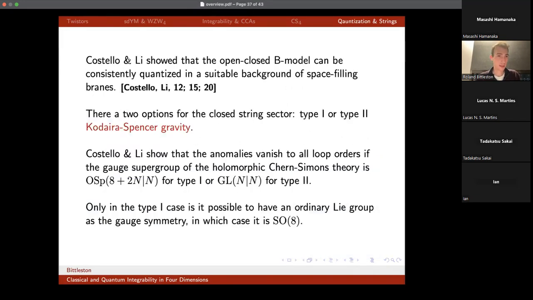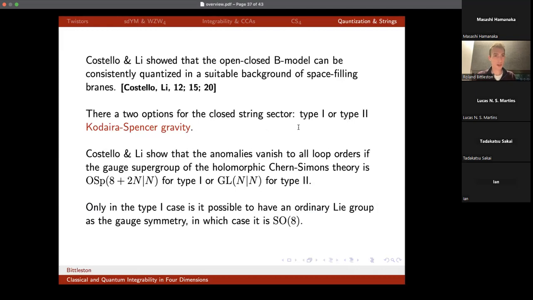More recently, Kevin Costello and Roland Bittleston show that you can consistently quantize the open-closed B model in a suitable background of space-filling branes. This is the comment we had before about consistently quantizing and renormalization. The idea is that this theory suffers in principle from an infinite tower of anomalies, and you can show that there's a unique way to quantize the theory in certain cases such that all those anomalies vanish. It's a rather technical cohomology calculation, but it tells you that you have to couple the holomorphic Chern-Simons theory to a corresponding closed string sector, which is Kodaira-Spencer gravity.